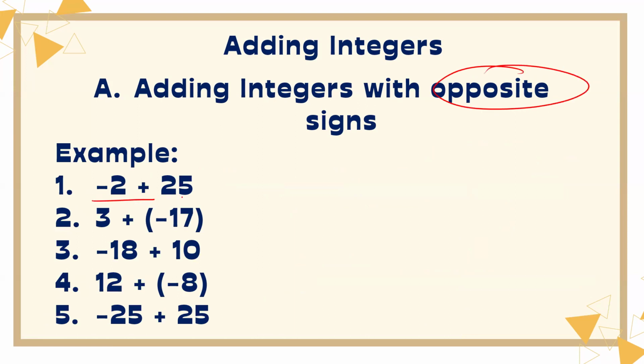So we have negative 2 plus 25. So between the two, which is the larger number, 25 or negative 2? Okay, 25 is a larger number numerically, so that's 25. Then we subtract the smaller number from the bigger number. So that's 25 minus 2, that's 23. Then what's the sign of the larger number? Positive. So that would be positive 23. That's the sum of the two numbers.